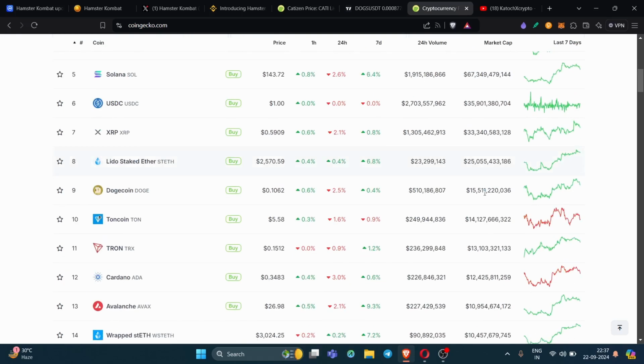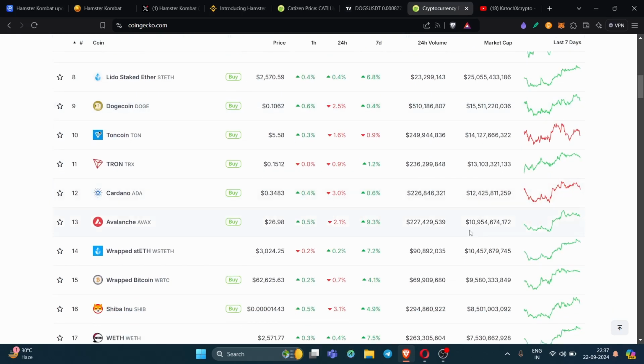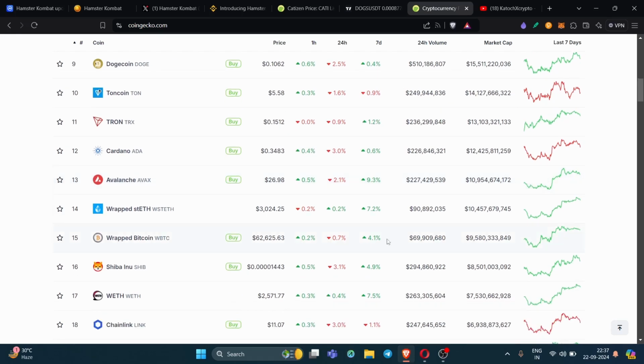Well, if you see, the $10 billion is right over here. Avalanche has a $10 billion market cap, and Wrapped Bitcoin, Wrapped ETH, and Shiba Inu have an $8 billion market cap. Again, it is kind of difficult because the token is new, and on the launch day a lot of people are holding the airdrop, so the token will definitely fall.